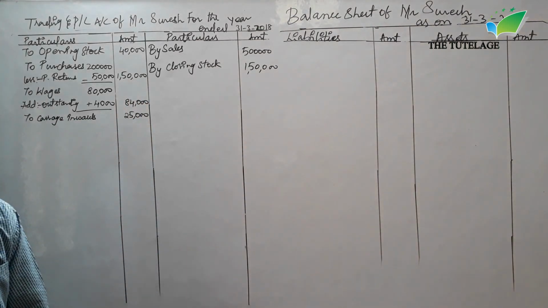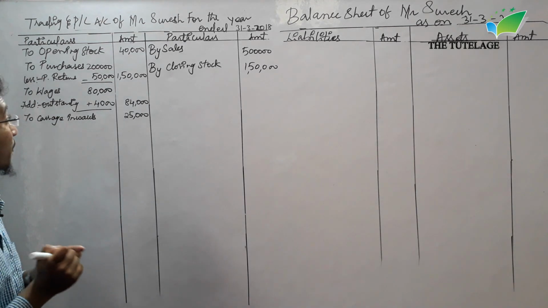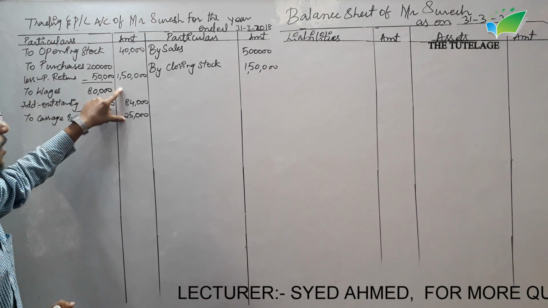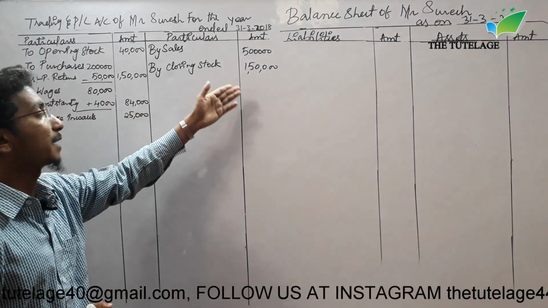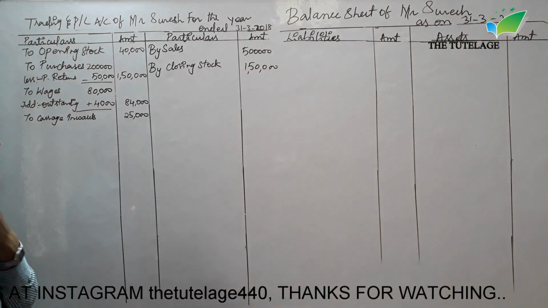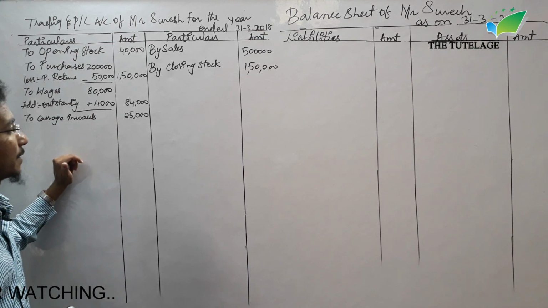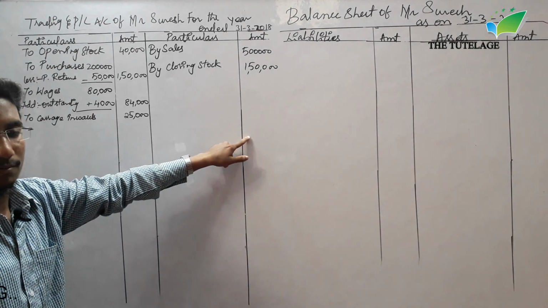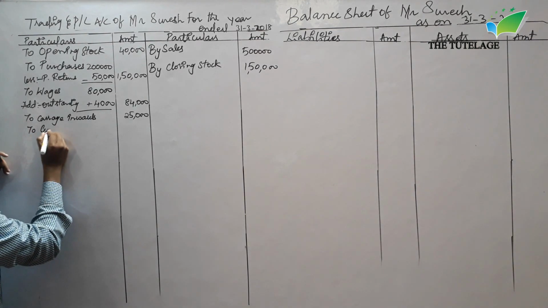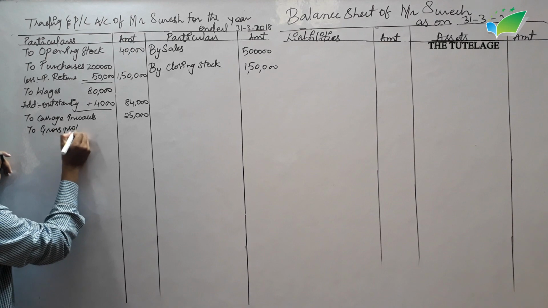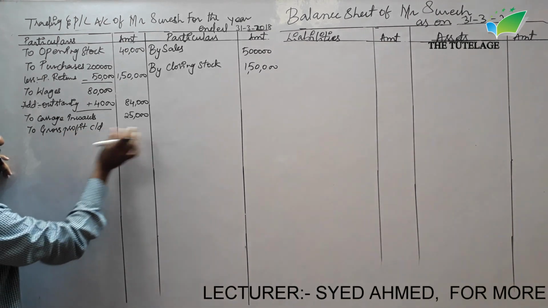It's time for balancing the account. So look here: is the debit amount more or the credit amount more? Here we see that 5 lakhs plus 1,50,000 is 6,50,000. The debit total is approximately 3 lakhs. So the credit is more. We should write here gross profit carried down. Here is the less amount, which we should carry.